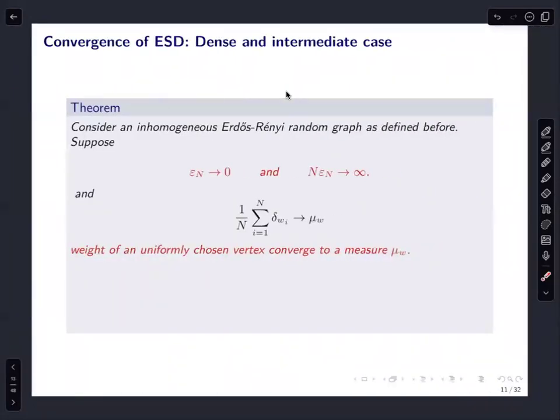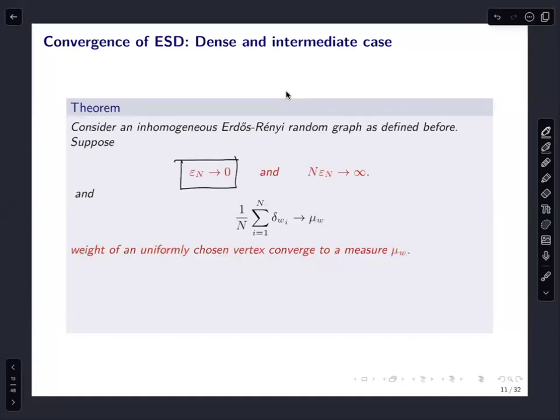Okay, so what's our first result? We are again in the same setup. We'll state a result first for the dense and the intermediate case together, mostly the intermediate case, but I'm adding this condition because without it I would need to center my adjacency matrix. That's an additional simplification I'm making here. I could state my results without this condition also.